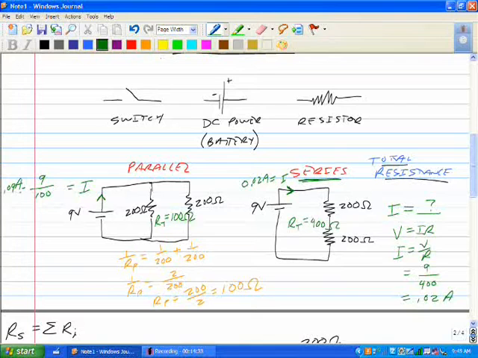Now, what's the current through this 200 ohm resistor? Is it A, 0.09 amps, B, less than 0.09 amps, or C, greater than 0.09 amps, or D, cannot be determined?